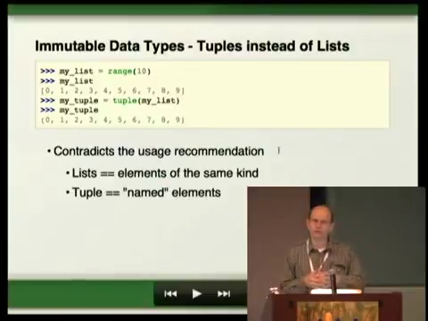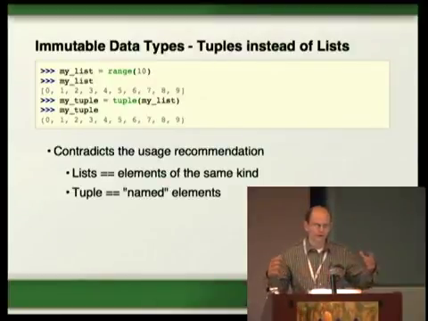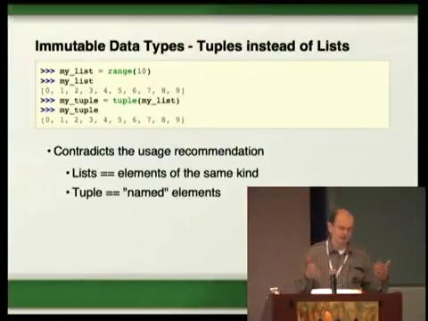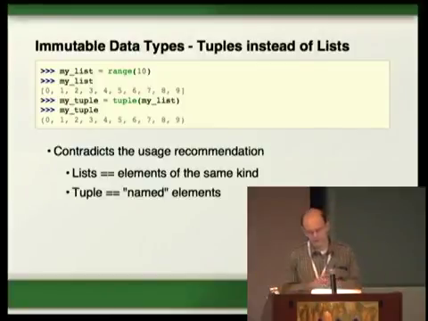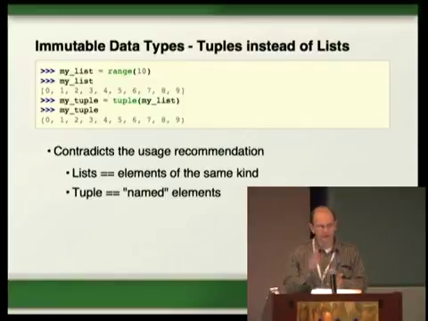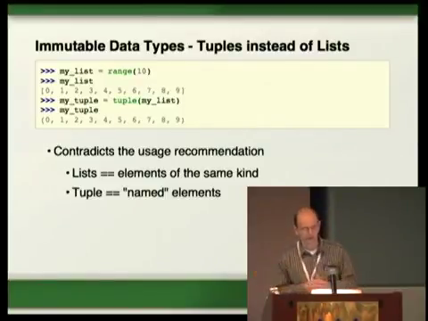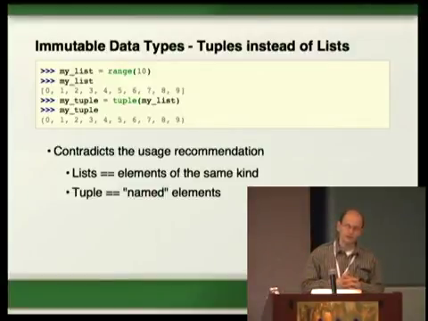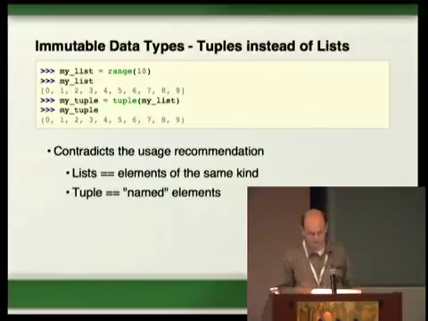Lists you should usually use for lots of elements of the same kind, a list of file names, a list of numbers, things like this. And a tuple is usually for elements that have different meanings, like last name, first name, age. That's what you would stuff in a tuple. If you use a tuple for a lot of things, it would go a little bit against the philosophy of Python. That's one thing that you might have here.